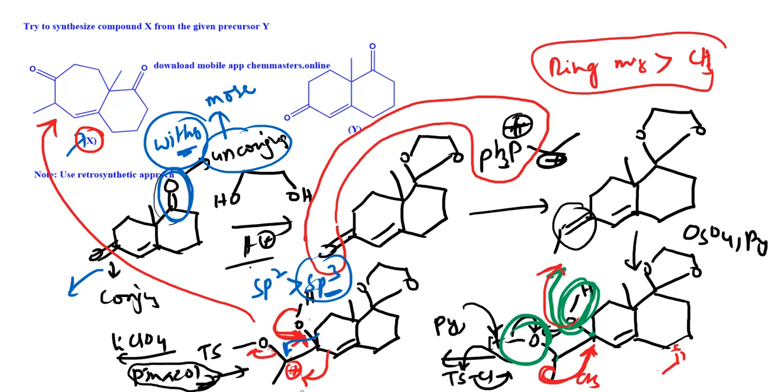That's why tosylation takes place on this terminal hydroxy group, and it follows the pinacol rearrangement and produces the final product X.